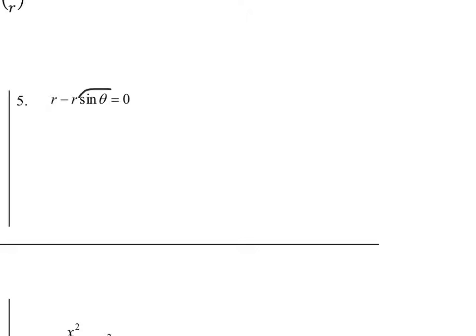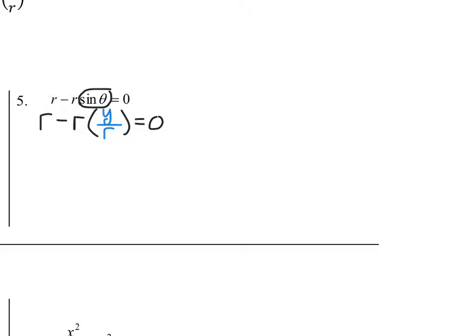First off, we have the sine of theta. Sine of theta is equivalent to y over r. So I could say r minus r times y over r is equal to 0. All right.